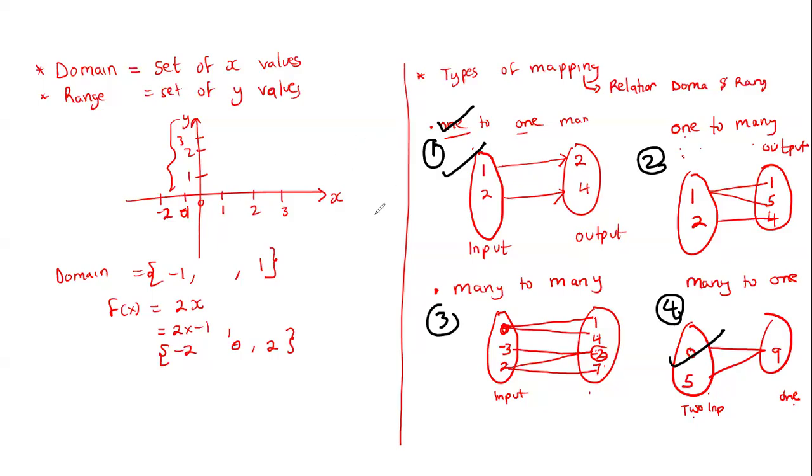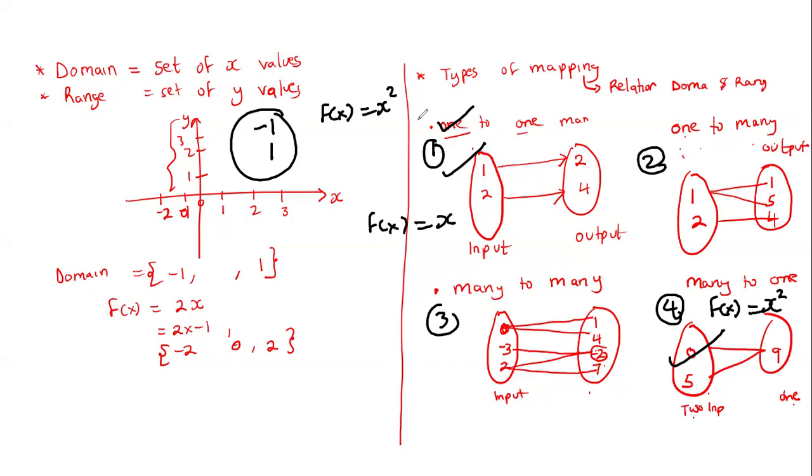An example can be f of x is equal to x. Here you can only have one output. An example of many to one is f of x equaling x squared. Here you can have two values. Let me say for f of x is equal to x squared, you can have -1 and 1. These are two different values for input, but they will give you one answer always. So this one and this one are not functions.